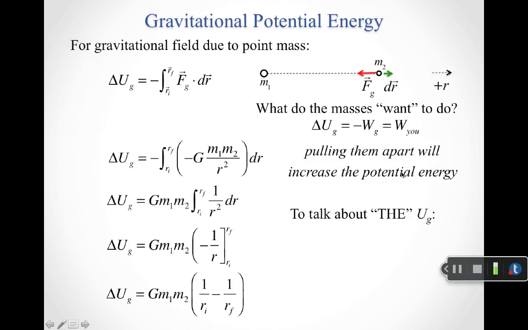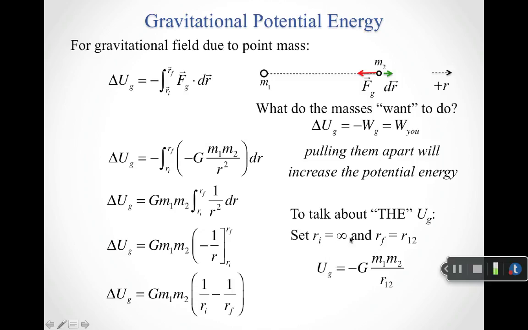Again, if we want to talk about the gravitational potential energy, we've got to define a zero point. And from looking at this equation, it's fairly easy to see that the way to make this zero is just to make r bigger and bigger and bigger. And so what we're basically going to do is set the zero point of gravitational potential energy equal to zero at r initial equals infinity.